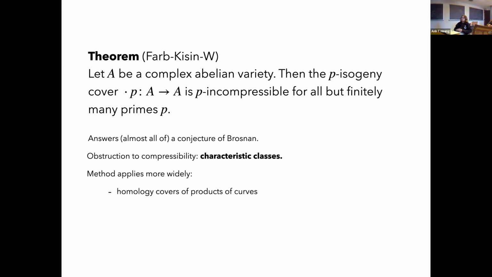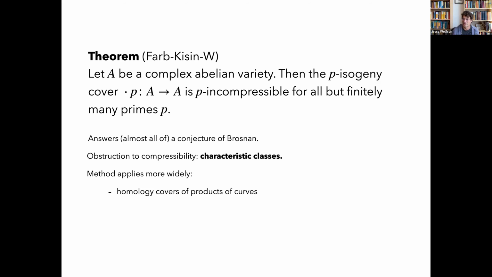And I'm stating this for abelian varieties, for complex tori with an algebraic structure on them, because these are both very simple topologically, but very rich algebraically. And so they give a nice class of examples to see this interplay of topology and arithmetic here. But the method applies a lot more widely.